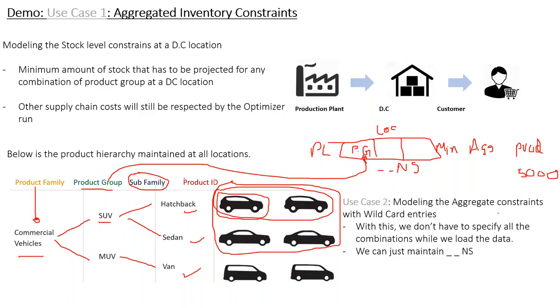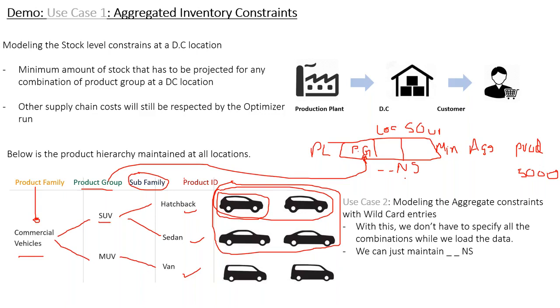There's also another dimension called source ID, which BOM, I don't care. I'll just give only the product group as SUV underscore NS, and then I maintain 5,000. Now underscore NS acts as a wildcard. So now the system can pick anything. The system can pick plant 1, plant 2, plant 3, or maybe a co-packer, or maybe anything. But the production would be 5,000.